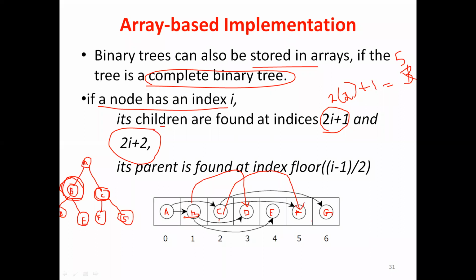It is at the index 5. Okay, F is at the index 5, and when you take G, 2I is what? I is nothing but 2, right? 2 2s are 4, 4 plus 2 is 6. So the right child is located at the index 6.